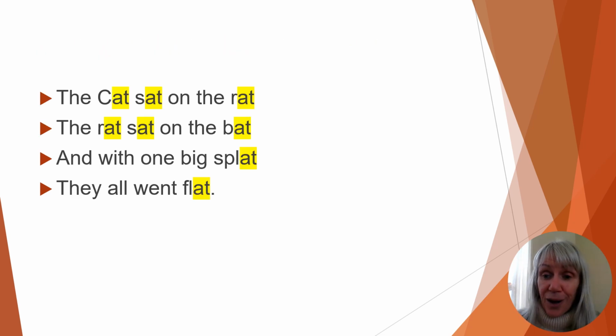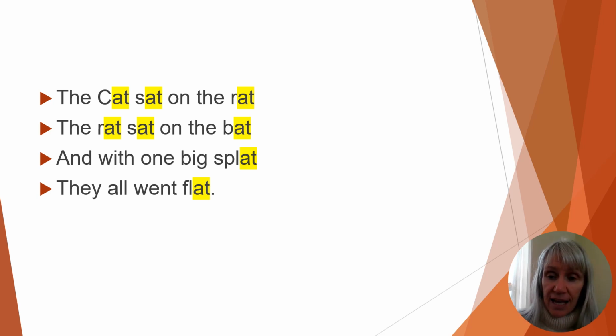Now we are going to rhyme. We're going to use those words that we looked at in the previous slide and put them together for a rhyme. Okay, a silly little rhyme. So listen as I say these words. The cat sat on the rat sat on the bat, and with one big splat, they all went flat. See the repetition of that at sound? That's rhyme.